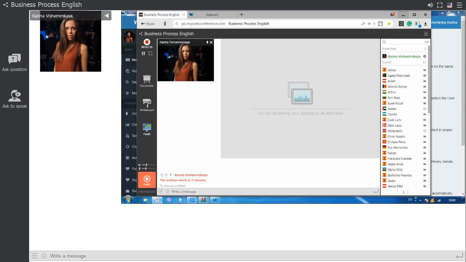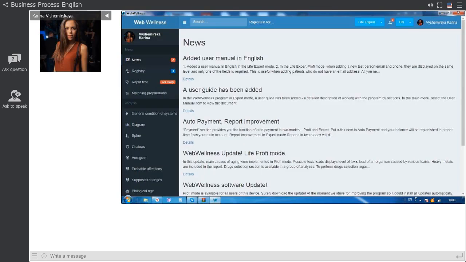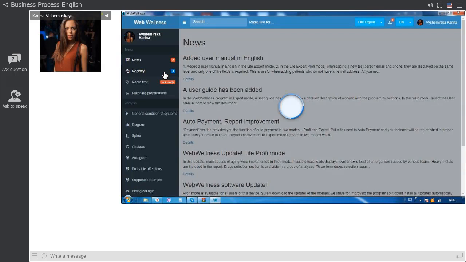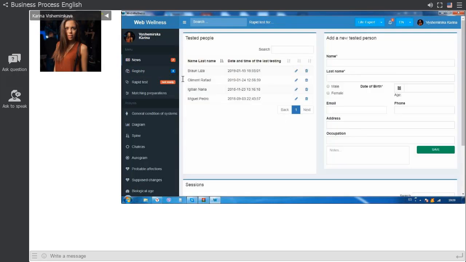So this is the program. Here you can see Life Expert or Life Expert Professional mode. Right now we are in Life Expert mode. In the registry, we choose a patient who we want to check. Today we will be checking this one. Then in the rapid test, we run our express testing and send it for processing.